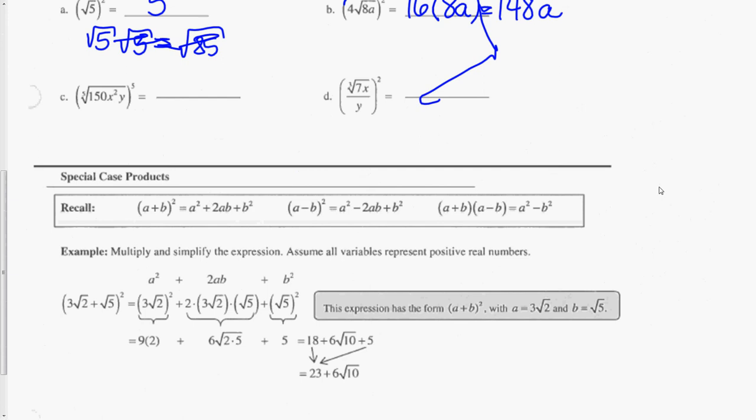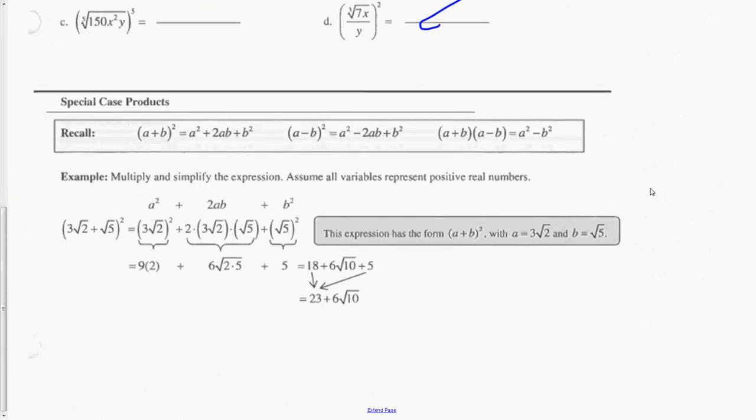They call them special cases. And all they are is, if I talked about conjugates, remember we just ended up multiplying the first and the last part of our FOIL.